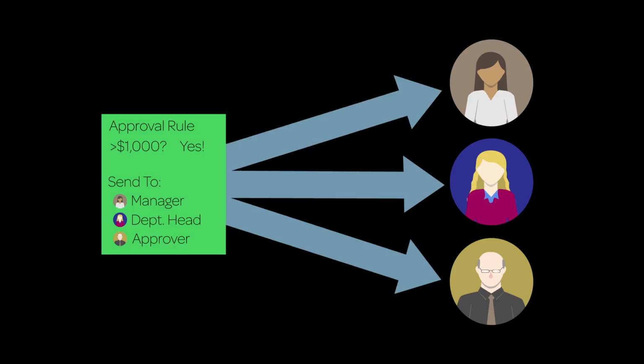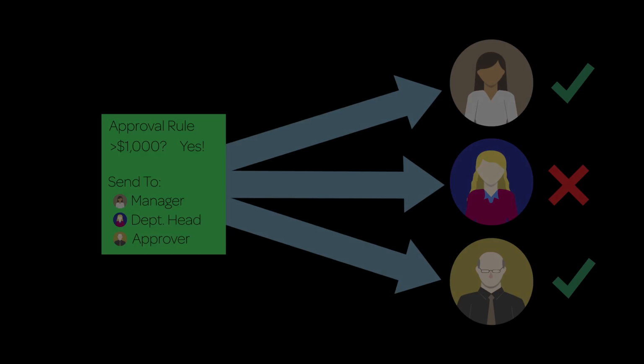In addition, the system can notify the approvers of new requests by email. The approvers click a link in the email to approve or reject the request. The system updates the status of the request to approved or rejected based on the approver's responses.